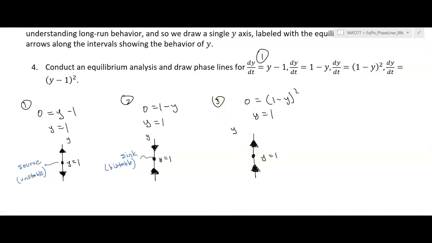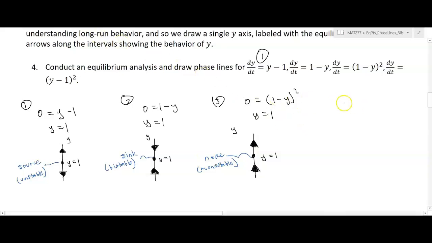So we often call this type of equilibrium point a node. This is called a node, and it's called monostable. And you can imagine why. Mono means 1, so it's stable from only one direction, but unstable from the other.